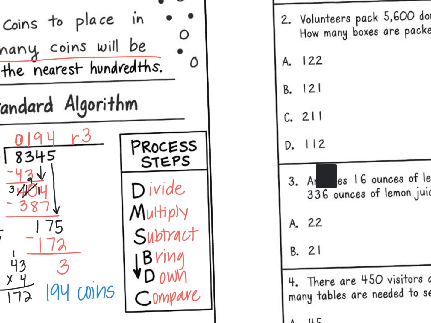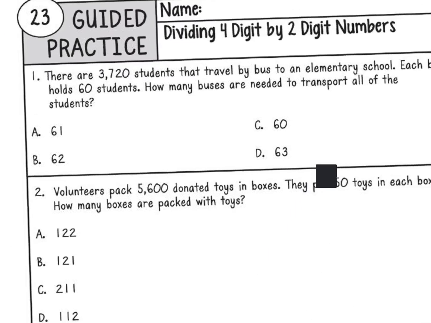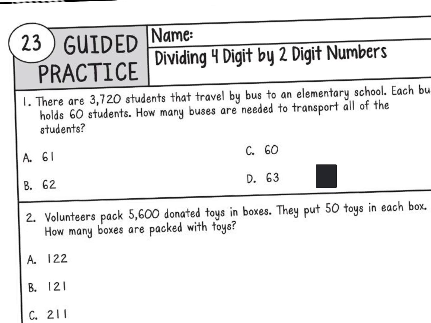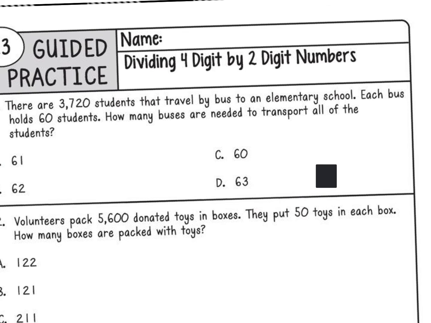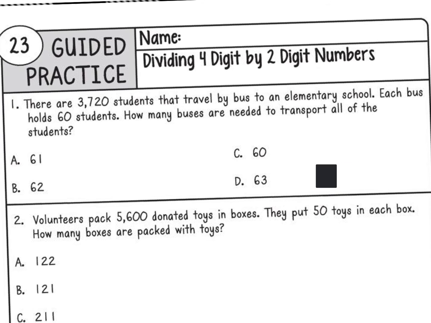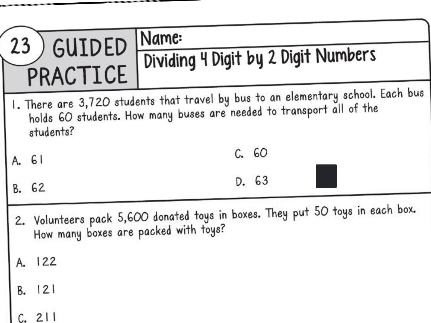Let's look next at our practice over here. Teleportation square. Okay, on this one, it says there are 3,720 students that travel by bus to an elementary school. Each bus holds 60 students. How many buses are needed to transport all of the students? All is a keyword. All.